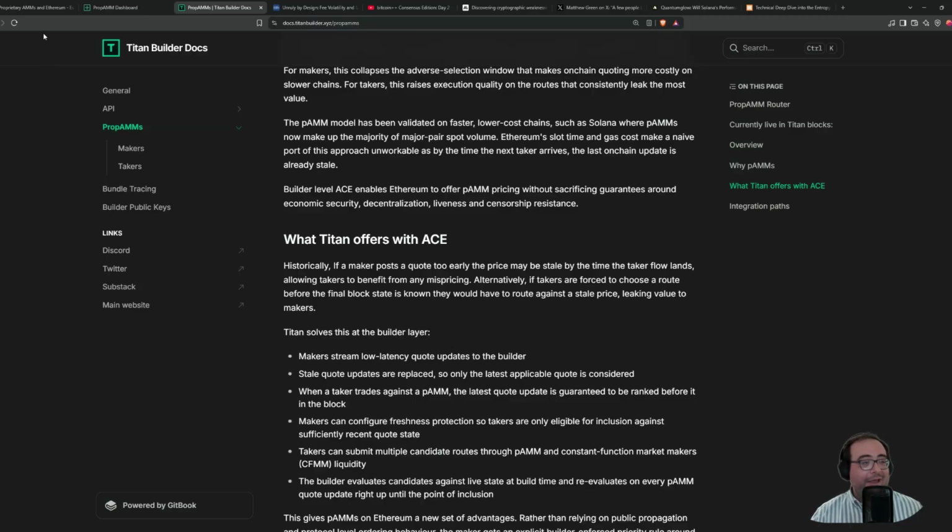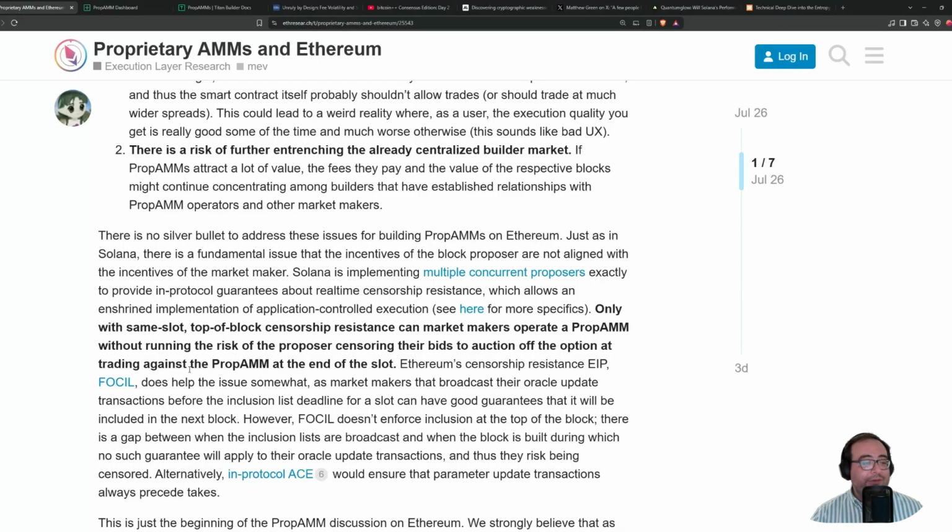Can we have censorship resistance in protocol? Because you need that to remove trust on the builder and proposer. If you're an automated market maker, a Prop AMM operator, you need to know that your price update will get included and effective as soon as possible, and it will not be censored. So these guarantees you can only have with real censorship resistance and in-protocol application control execution.